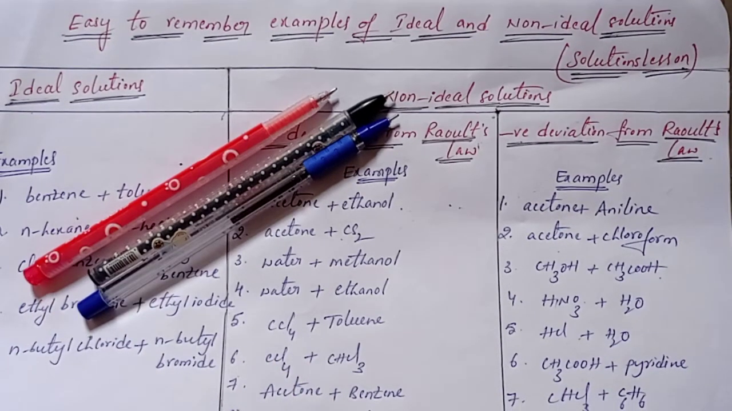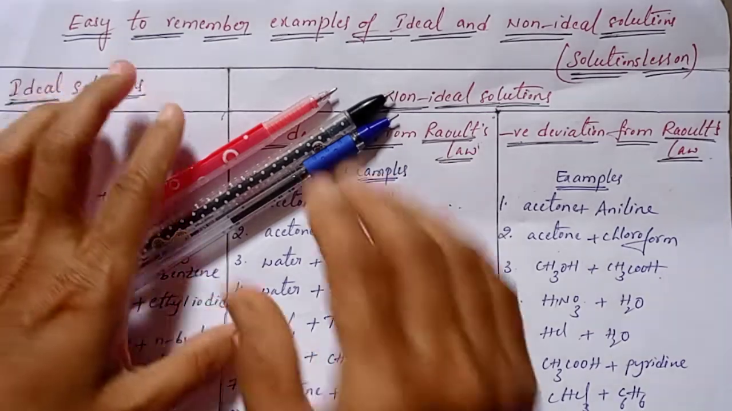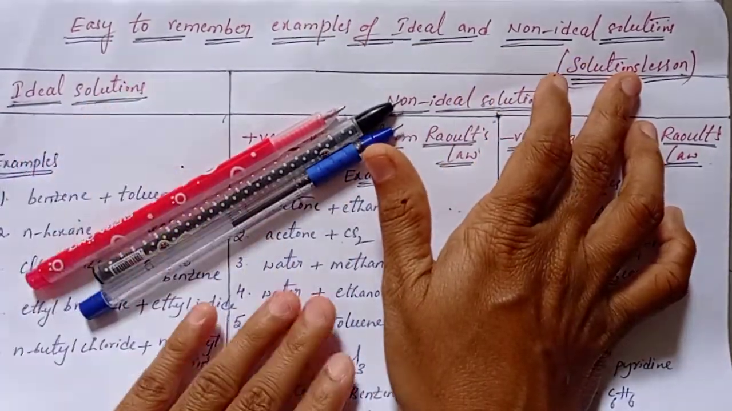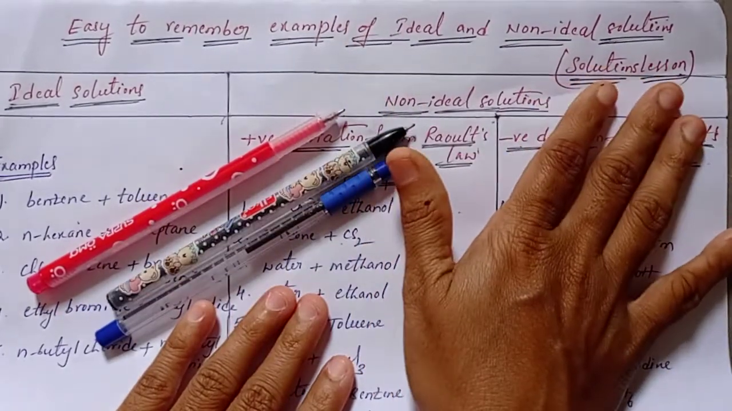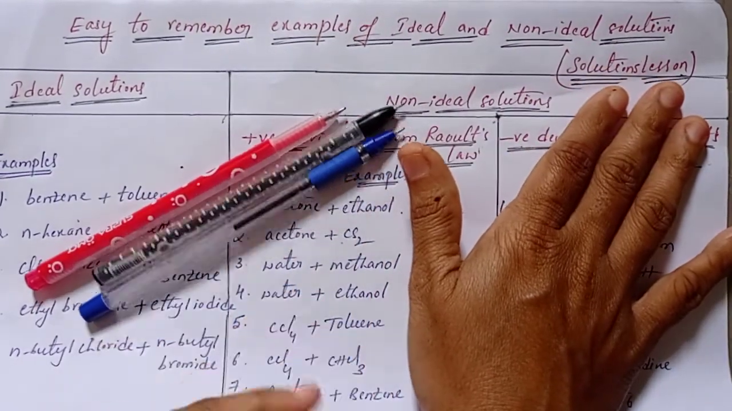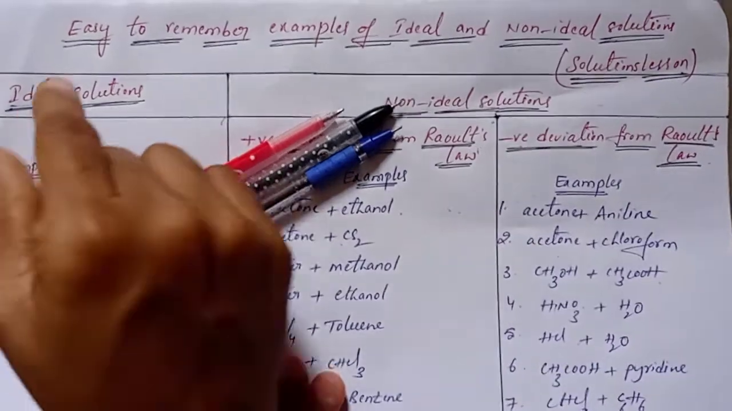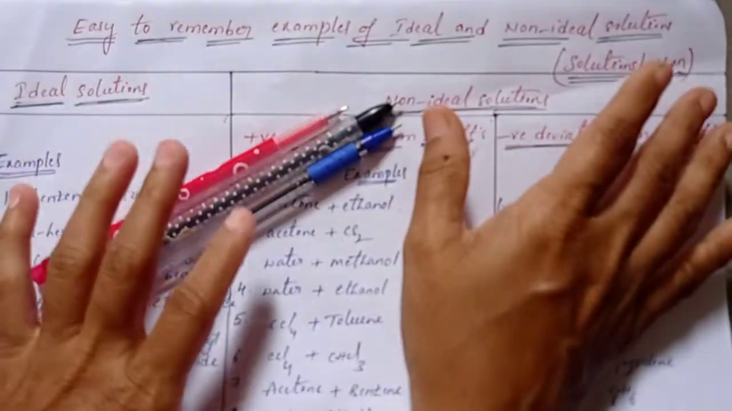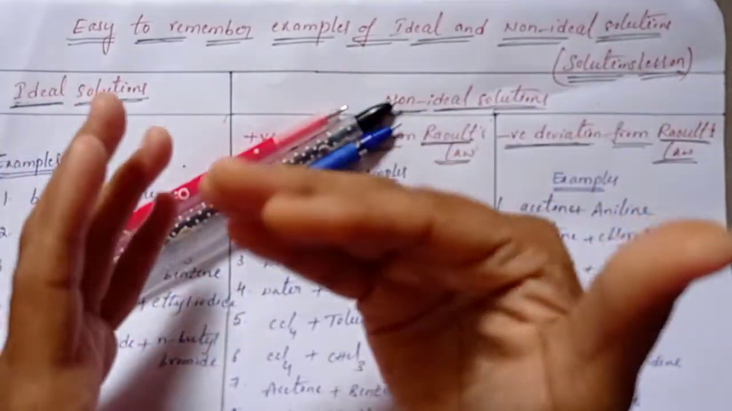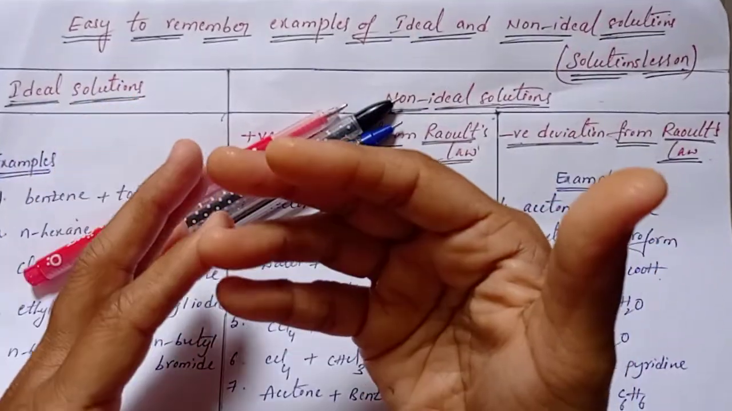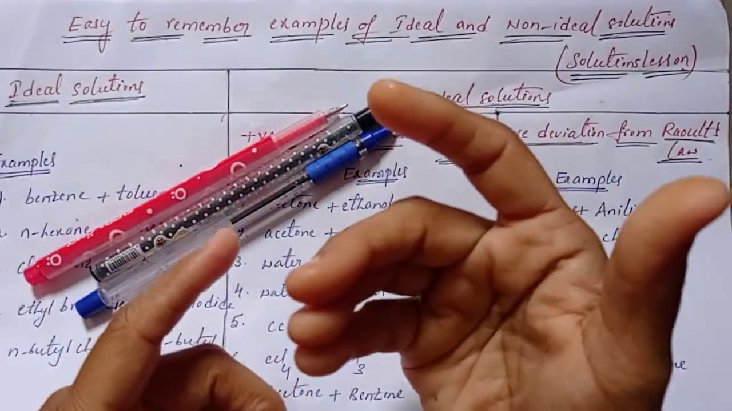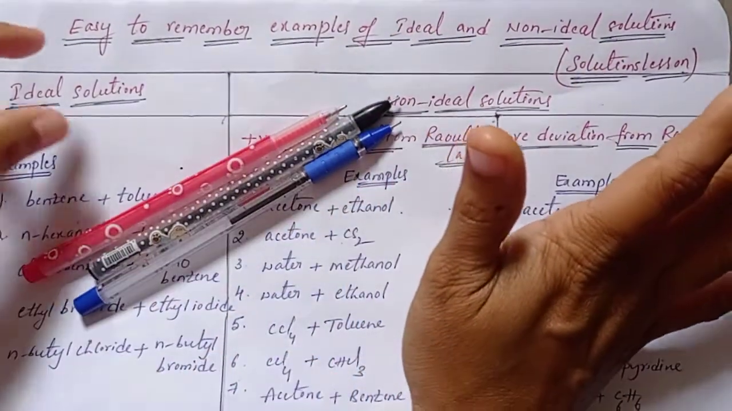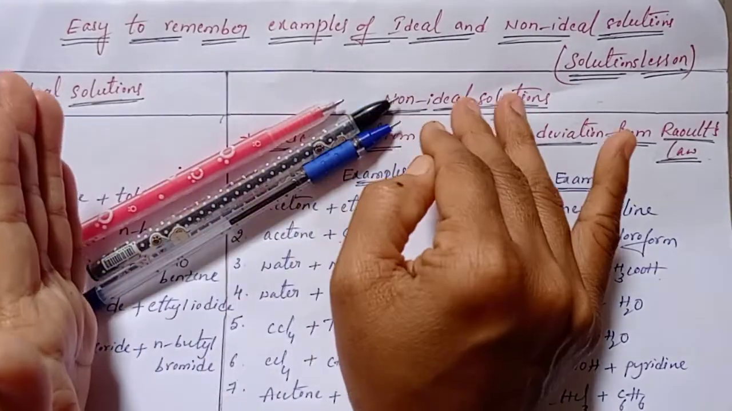Today I am going to discuss how to remember examples of ideal and non-ideal solutions. This topic is from the solutions lesson. In the last section I discussed the differences between ideal and non-ideal solutions. Today I'm going to discuss how to easily remember examples of ideal and non-ideal solutions.